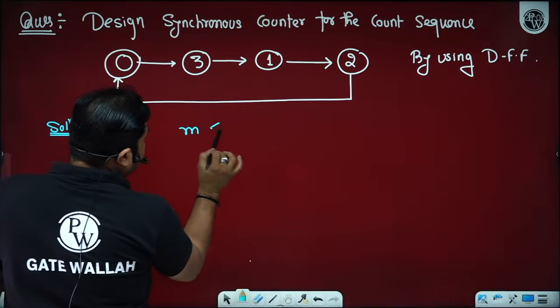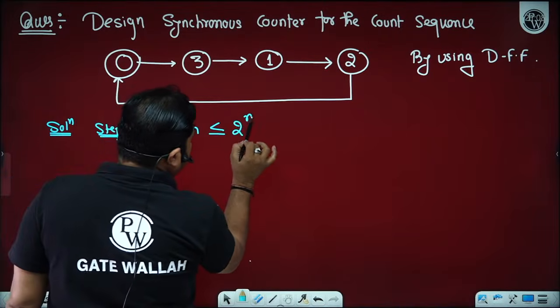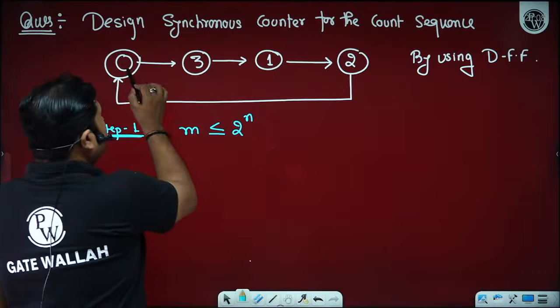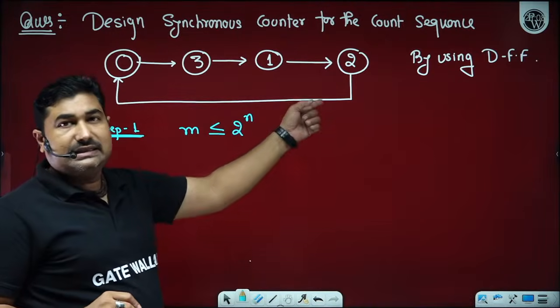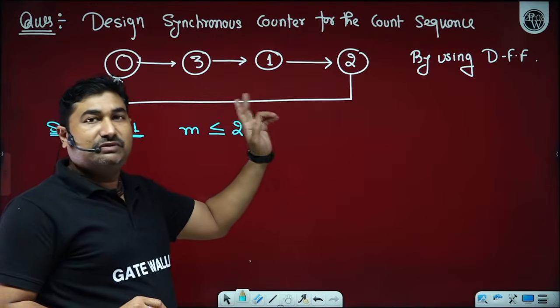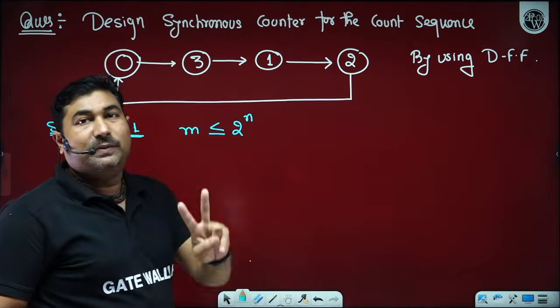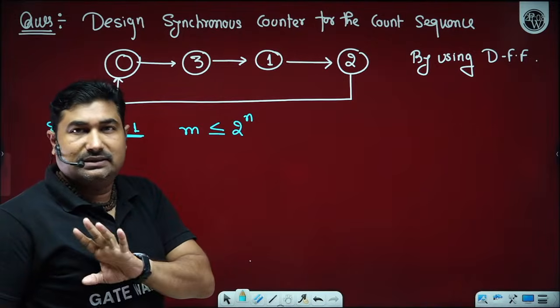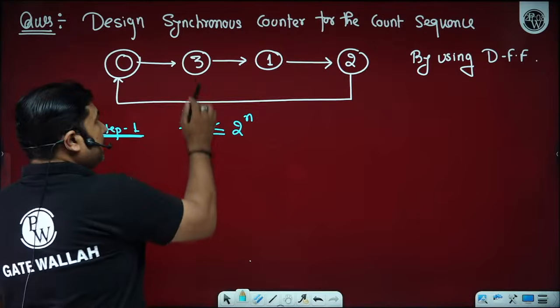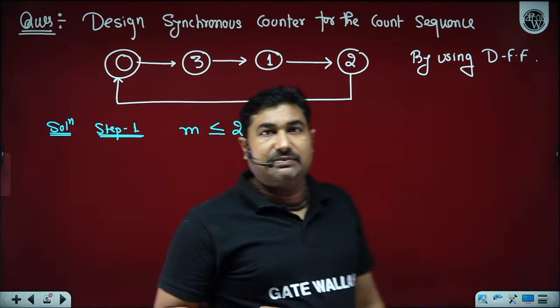m is less than or equal to 2 to the power n. So how many different states do we have? The highest number in the sequence is 3, and the minimum number of bits with which we can represent 3 is 2 bits, 1, 1. So the highest number is 3 and we can represent it with a minimum of 2 bits.